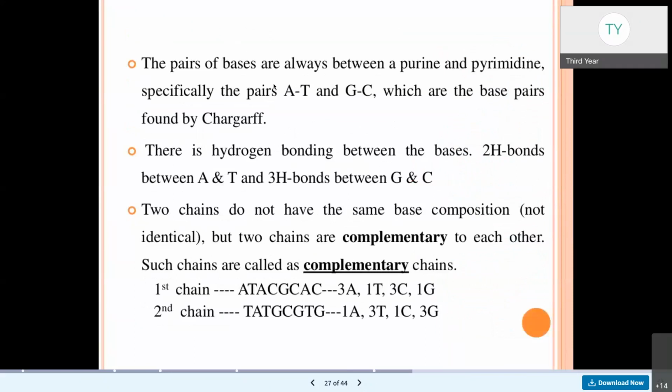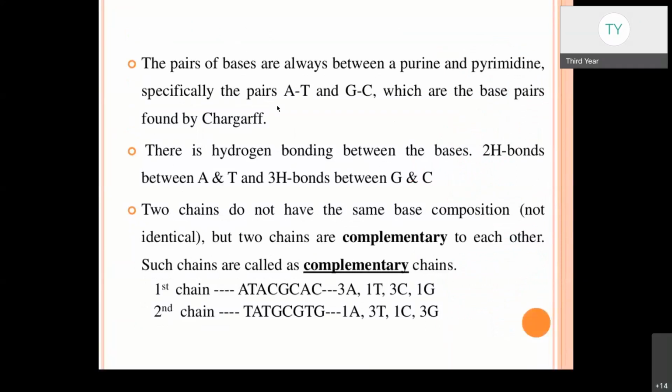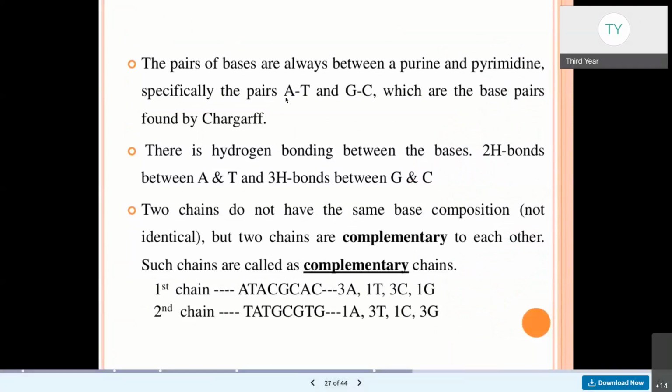So the pairs of bases are always between a purine and pyrimidine. तो जो पेयरिंग होती है बेसिस की वो प्यूरिन और pyrimidine के बीच होती है. A जो है T के साथ बाइंड होता है, G C के साथ बाइंड होता है. And this is the rule according to Chargaff, who has given this rule. And there is hydrogen bonding which occurs between the bases: 2 hydrogen bonds between A and T, and 3 hydrogen bonds between G and C.